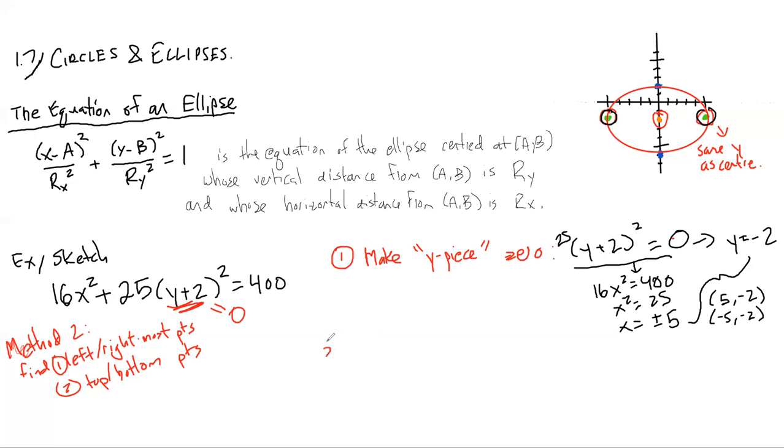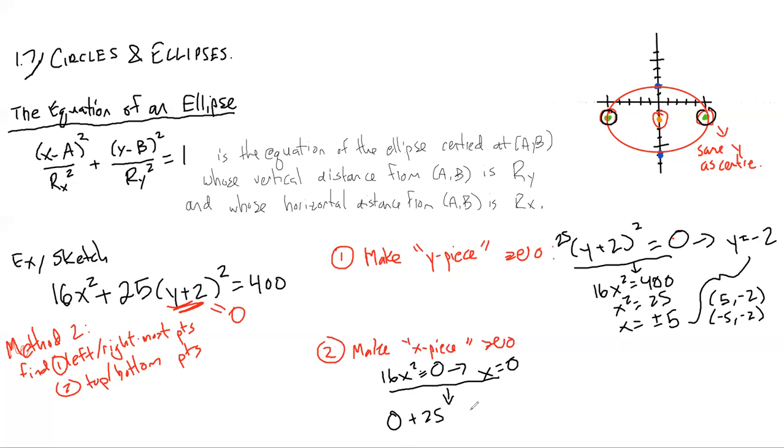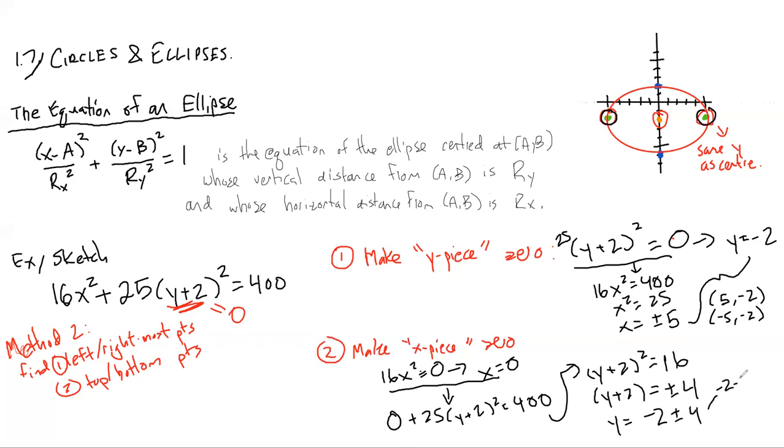And then step 2, we're going to make the x piece 0. And so that's that 16x squared, which tells us x must be 0. That's the only way to solve that. And then if we have that, then again, what we're left with in the equation is 0 plus 25 times y plus 2 squared equals 400. And so we should be able to solve for y from this. So I divide both sides by 25 to get y plus 2 squared is 16. We'll take the roots, so it'll be plus or minus 4. And so y is negative 2 plus or minus 4, which would be positive 2 and negative 6. And so that would be these 2 points on the graph.